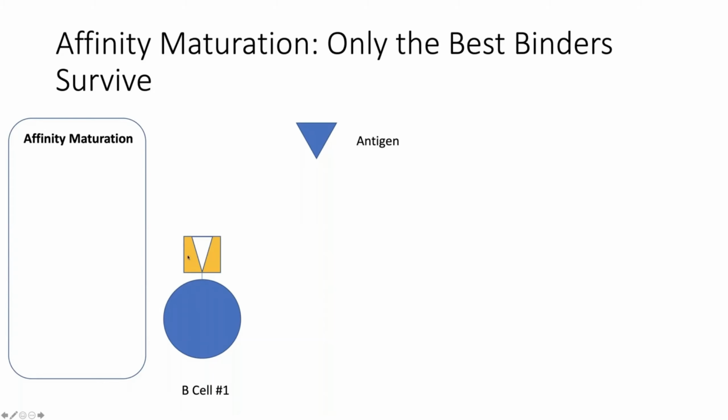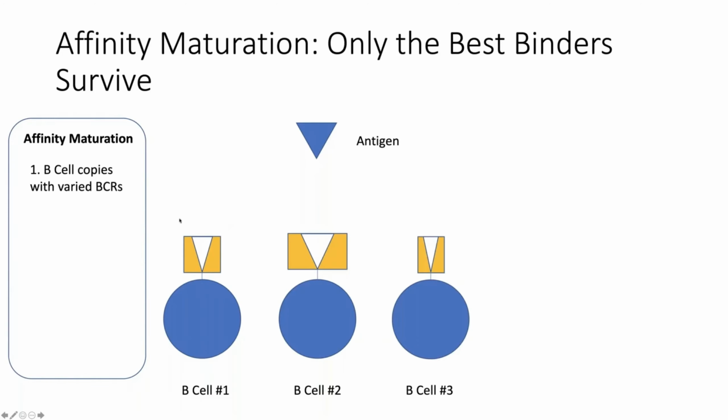So again, we've got our B cell, number 1. This is the B cell that does not bind very well to the antigen, but it binds, as Zach said, it's a low affinity interaction. So the first step of affinity maturation is that you have many B cells. So now I'm just making 3 B cells, but it's probably many more than that. But let's just say that there's 3 in our example.